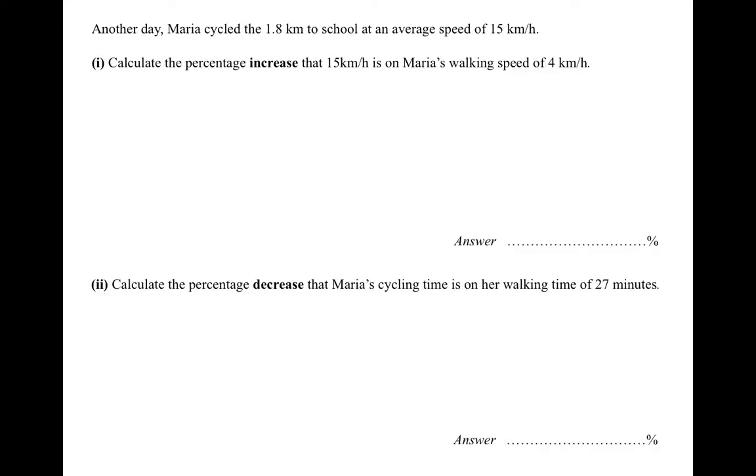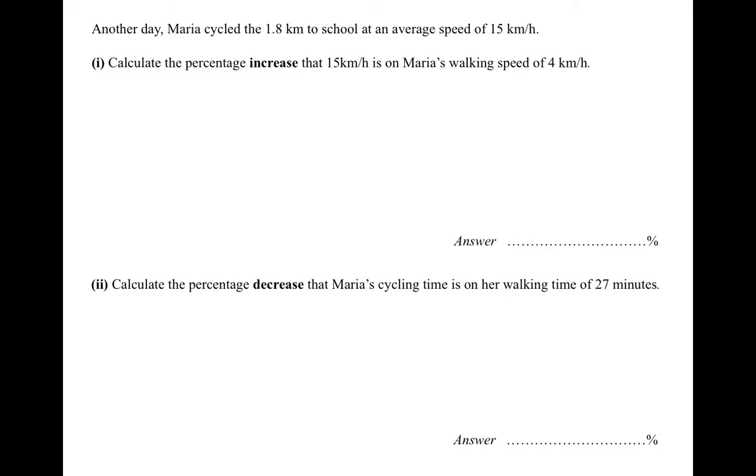So we've got a question that says, another day Maria cycled the 1.8 kilometers to school at an average speed of 15 kilometers per hour. This is a small part from a larger question that's already talking about Maria and cycling. So that's why it starts oddly with the phrase another day.